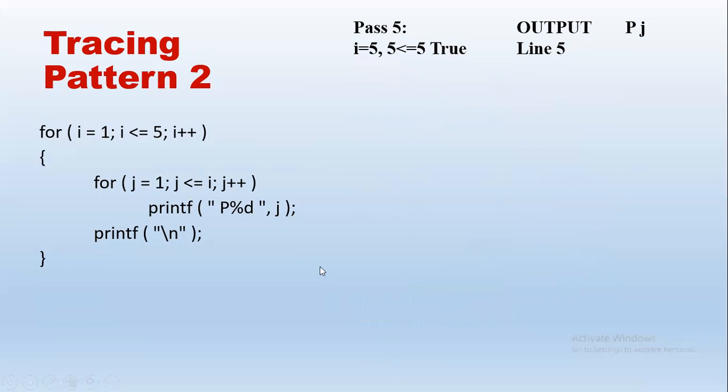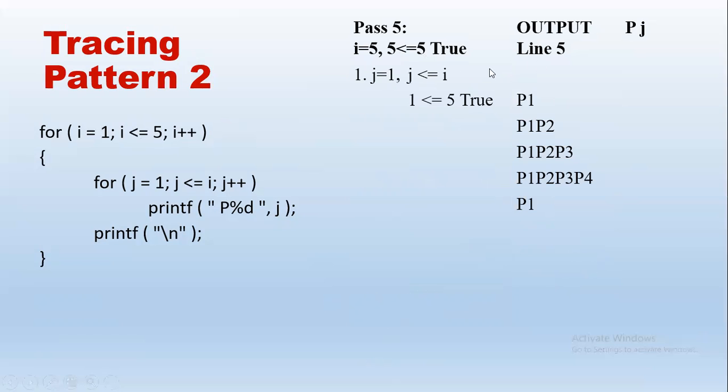Next, we have pass 5. I value is 5. 5 less than or equal to 5. Condition is true. Print line 5. So here the J value starts from 1. 1 less than or equal to I, which is 5. 1 less than 5, true. So print Pj, that is P1 in the fifth line. First value in the fifth line.